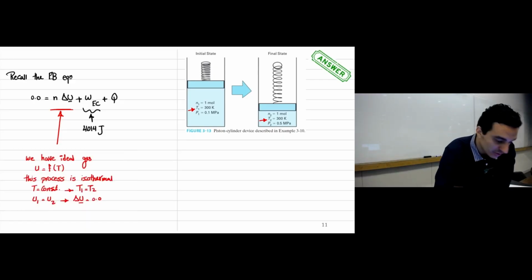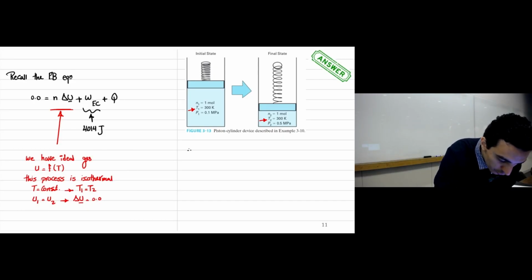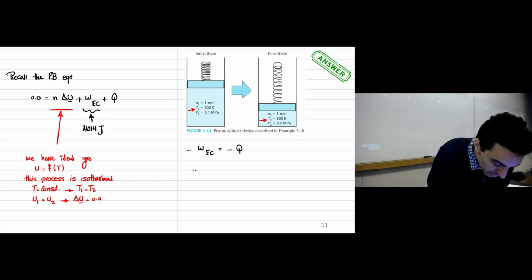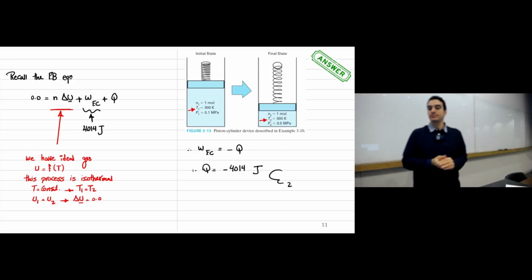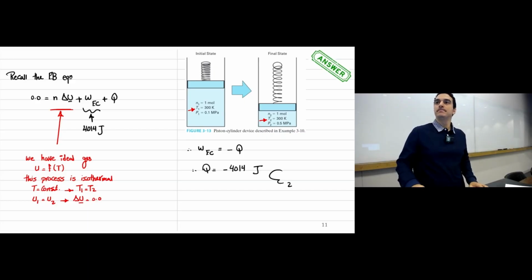So then I can say the work of expansion contraction will equal negative Q. And since I have work of expansion contraction, I can find Q. This will be negative 4014 joule. And this is the second requirement. Is it clear? Any problems?